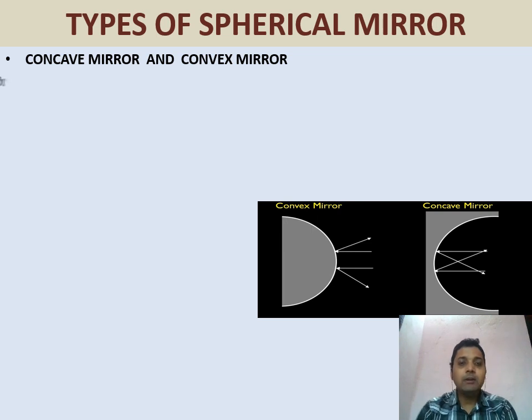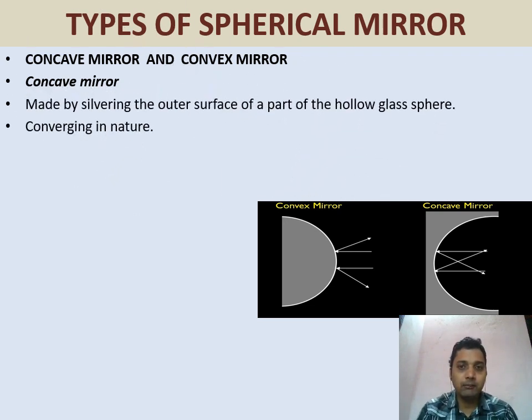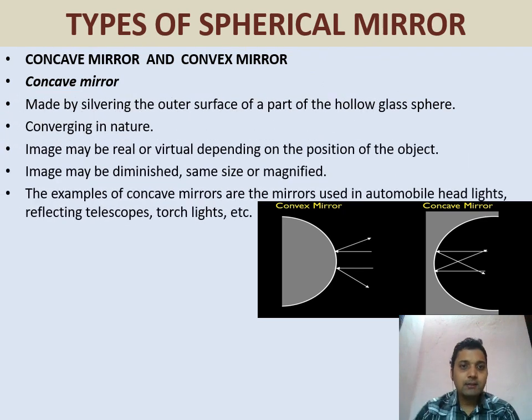So let us come to the concave mirror. A concave mirror is that type of mirror where light will hit, strike, then return inside. So it is also in the category of converging mirrors. In a concave mirror, we silver the outer part, the inner part reflects, and it is converging in nature, meaning it brings all the light inward. In this concave mirror, a real image can form, a virtual image can form, depending upon the position of the object. It can form both types of image.